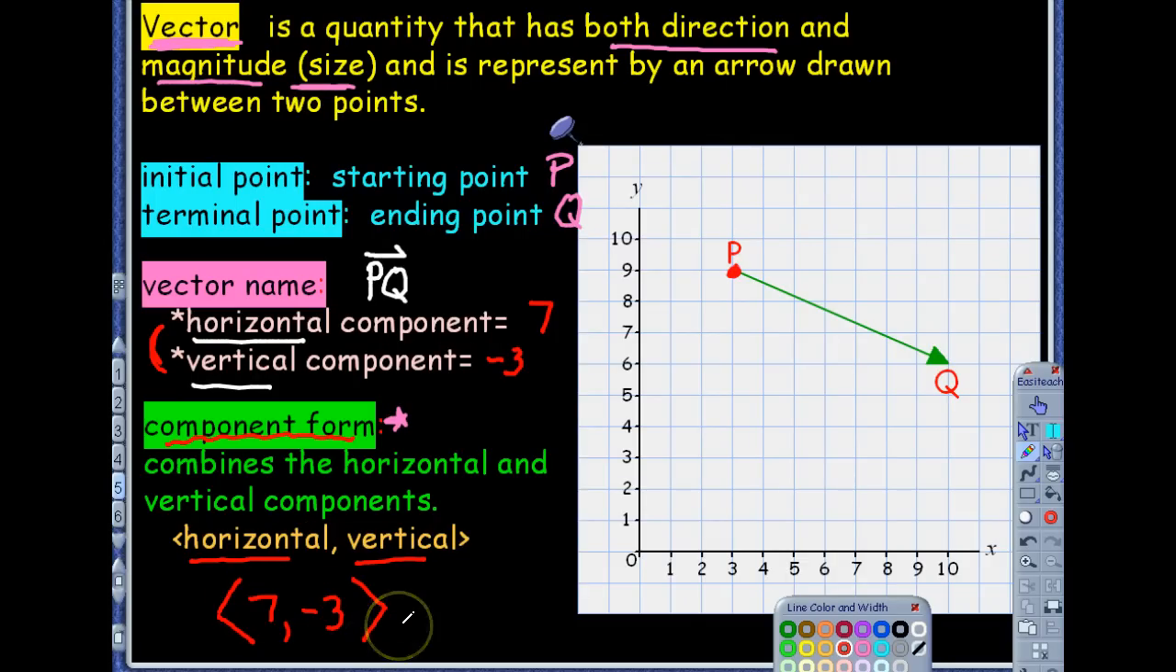Make sure you don't put parentheses. That's a common mistake. Parentheses means you're telling me the ordered pair is 7, -3, and that's not even dealing with this. What this component form is telling you is how much you're moving right or left, up or down, and by how much.